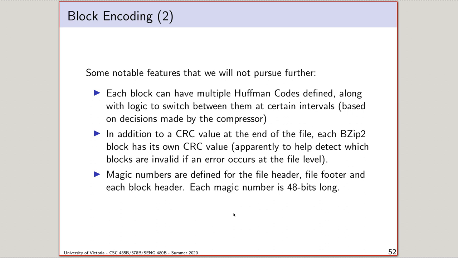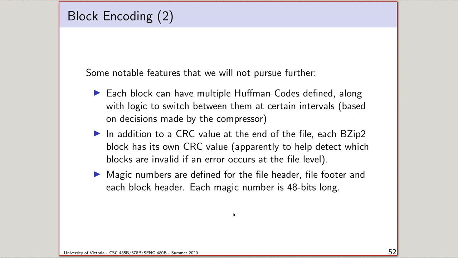Some of the things we are not going to talk about are the fact that each block is actually allowed to have different Huffman codes. I can define several Huffman trees for one block of data, and I can add logic to switch between them at regular intervals, and the compressor gets to decide. So if I, for example, notice in my 900K block or in the move to front output that certain patterns vary as the block goes on, I could define two different Huffman trees and then switch between them. The logic in the block header for doing that is extremely weird. There are several places in the block header where we store a bunch of data we don't even need to store because it's obvious. It's implied by other bits of the block header.